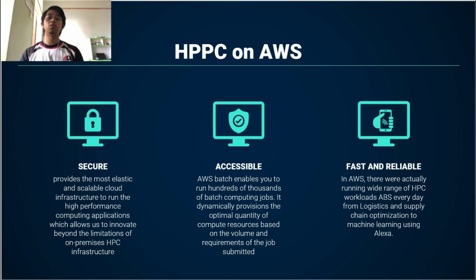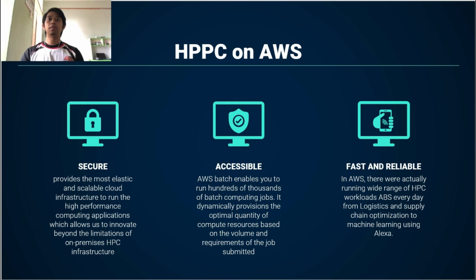So HPC will also be used on AWS, which is Amazon Web Services. AWS provides the most elastic and scalable cloud infrastructure to run high-performance computing applications, which allows us to innovate beyond the limitations of on-premises HPC infrastructure. AWS ParallelCluster is also fully supported as open source, making it easy to deploy and manage HPC clusters in the cloud.